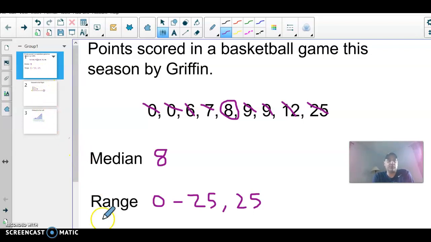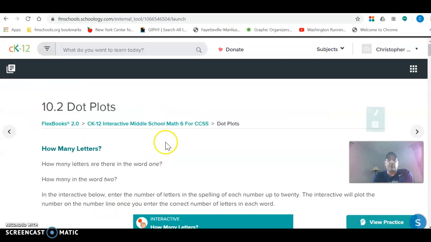All right, boys and girls? So you're going to complete your lesson on dot plots. You have Monday, Tuesday, and Wednesday to complete it. If you need help, I'll be online tomorrow for some help. You can meet me at Google Meets tomorrow, and I can help you with any questions or concerns you might have. All right? Try your best and work hard. Have fun.